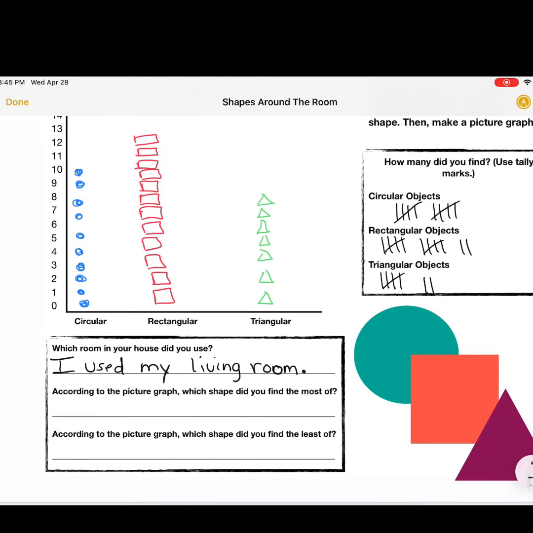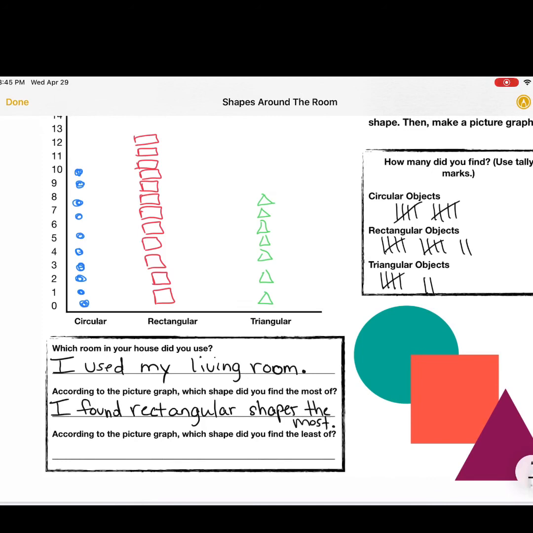According to the picture graph, which shape did you find the most of? So which shape did I find the most of? I found rectangular shapes the most.